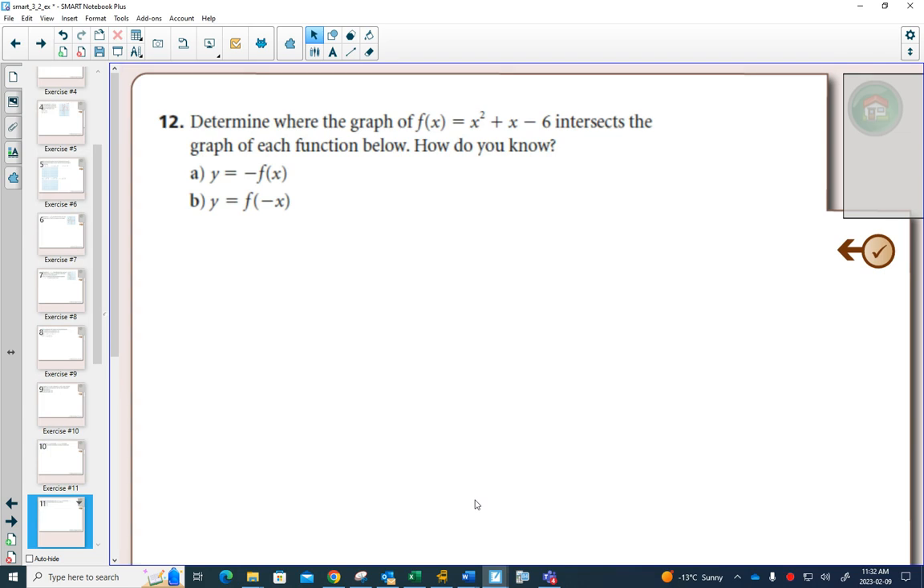And the reason we're going to do example 12 is because example 12 is a problem-solving question. And you will get some problem-solving questions on your test. And what makes something a problem-solving question is usually something like this. Determine where the graph of f of x equals x squared plus x minus 6 intersects the graph of each function below. How do you know?